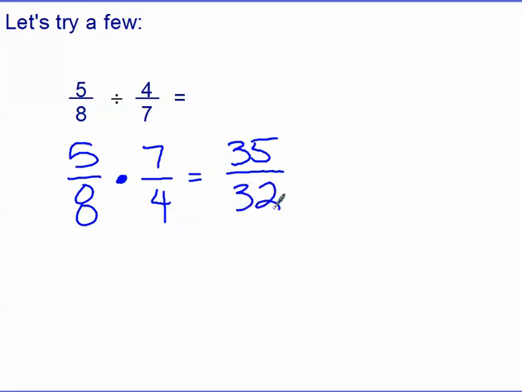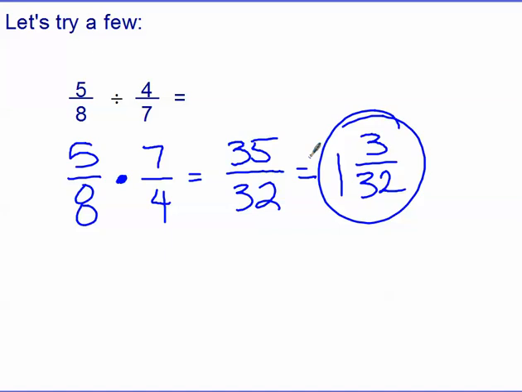Now, right now, you can't leave your answer as an improper fraction. You must simplify it to a mixed number. So we ask ourselves, how many times does 32 go into 35? It goes 1 time. So if I take 32 out of the 35, what do I have left? 3, and they're all thirty-seconds. So our answer would be 1 and 3/32.